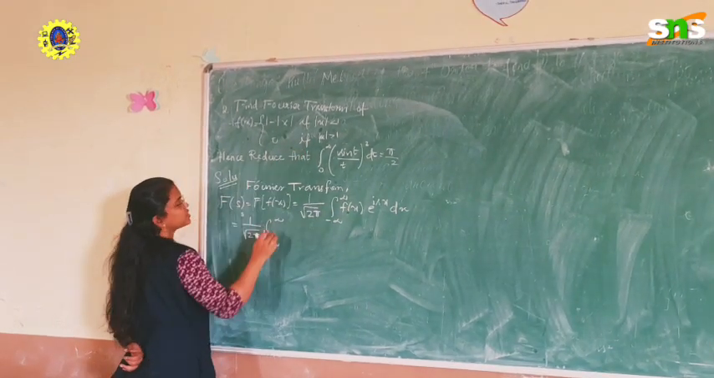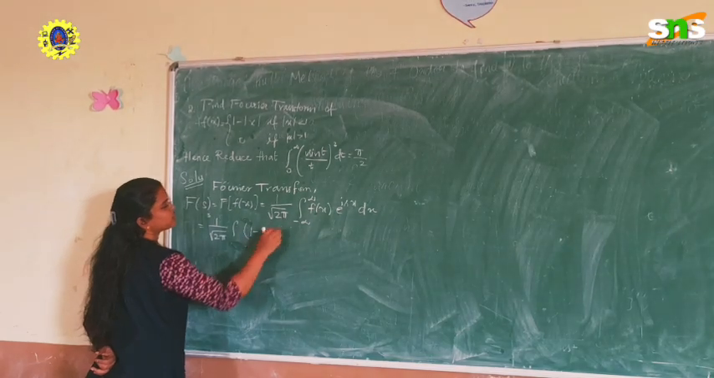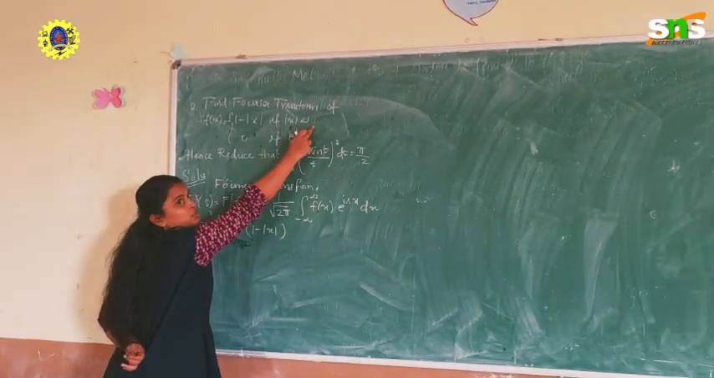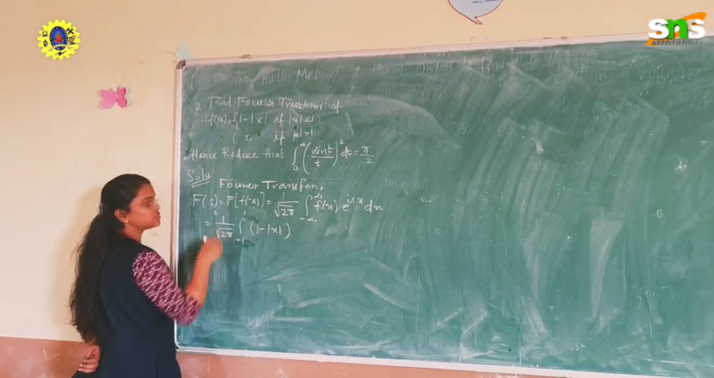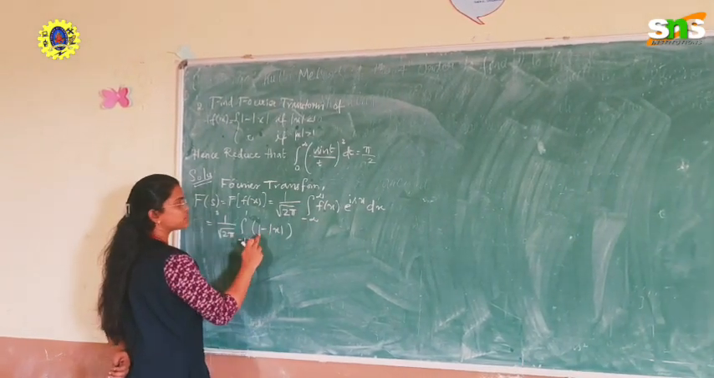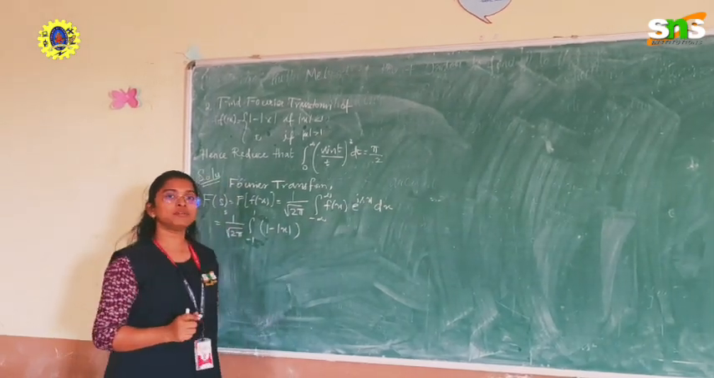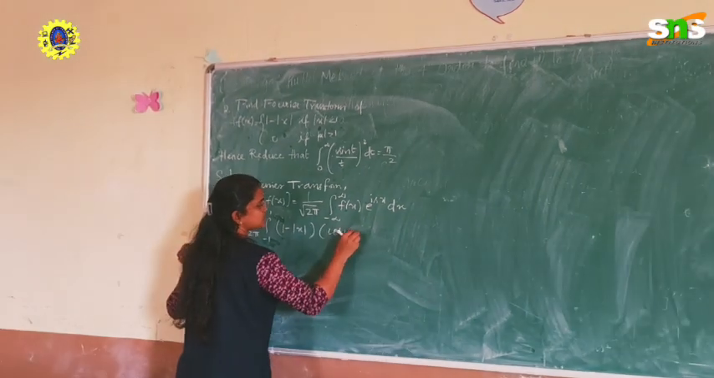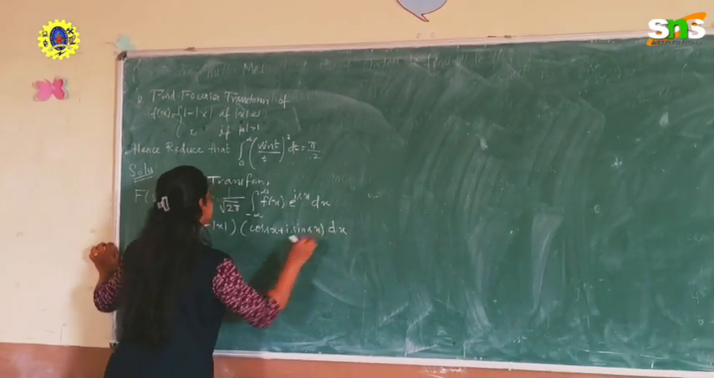So here f of x will be 1 minus modulus of x. The function's limit is -1 to 1, right? That should be written here. So integral -1 to 1, the function is 1 minus modulus of x, e power i s x. So e power i s x can be written as cos s x plus i sin s x into dx, right?